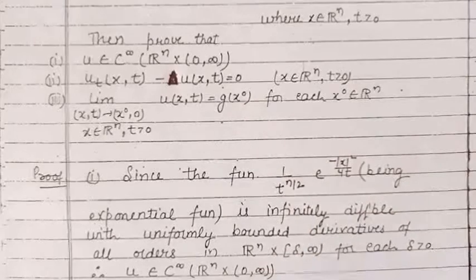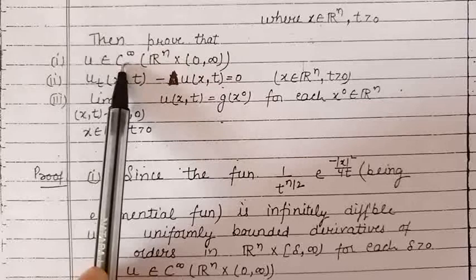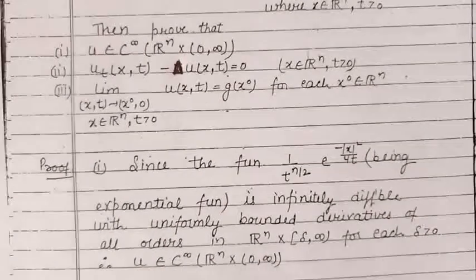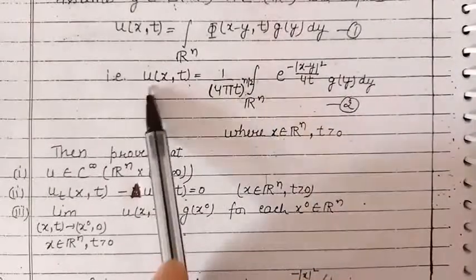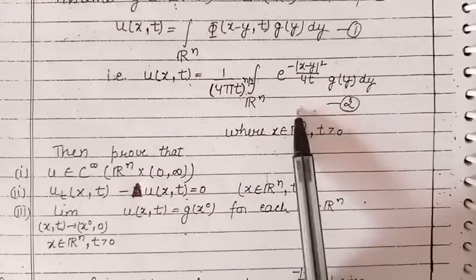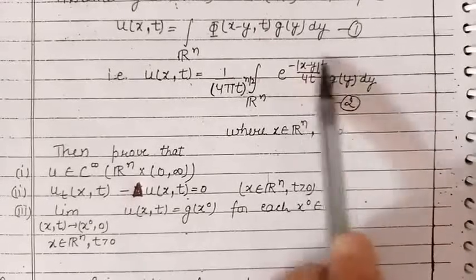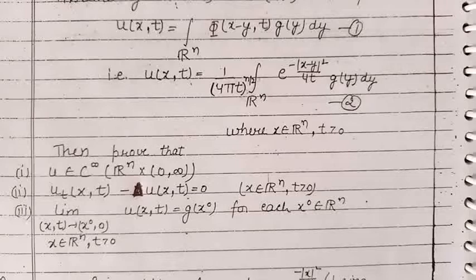Now, first of all, we prove that u is an infinitely differentiable function. By the definition of u, from equation 1, you can see that the function on the right hand side in the integral has an exponential function, and the exponential function is infinitely differentiable.